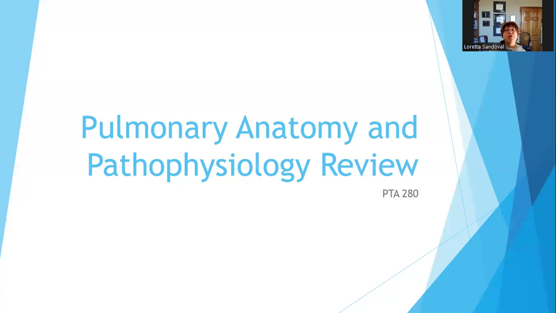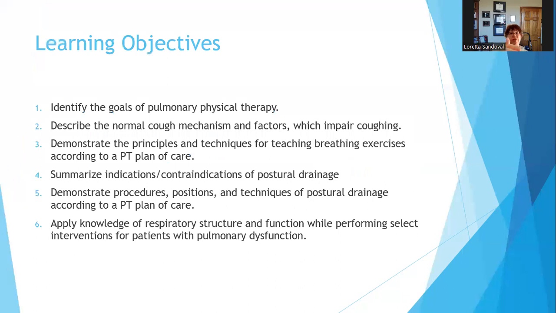So the learning objectives that I have listed here, there are 2 pages of them. They're in the Canvas module, and they are for all of the sections of the PowerPoints. But I'm just going to list them all here to start with. So we want to identify the goals of pulmonary physical therapy, describe normal cough mechanism and factors which impair coughing. We want to demonstrate the principles and techniques for teaching breathing exercises according to the PT plan of care.